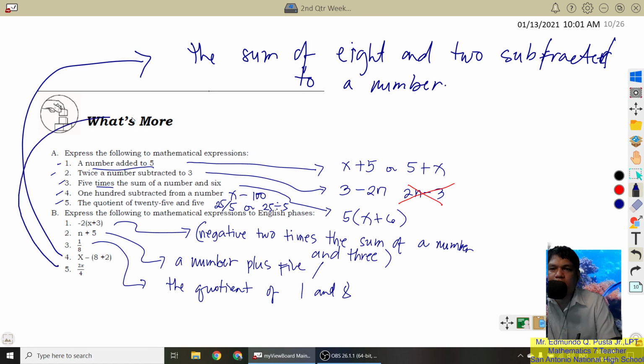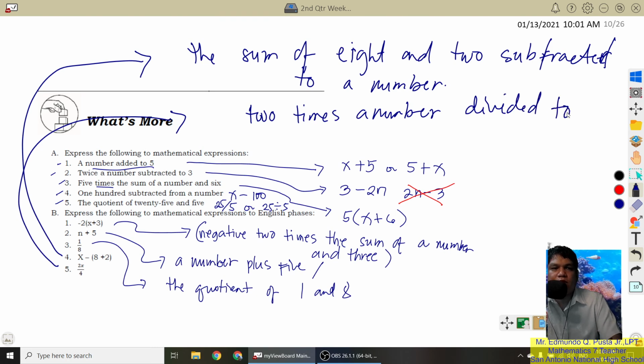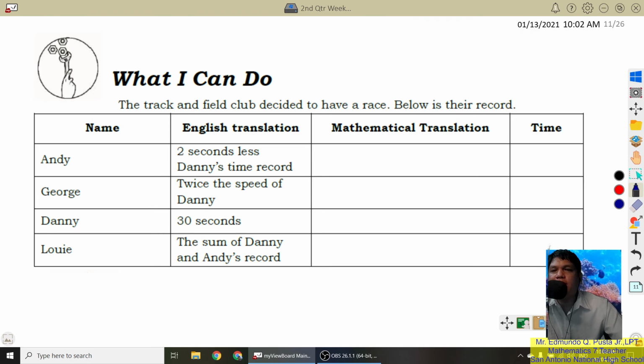And the last one, ito, number 5, dito ko na lang ilagay. 2 times a number, ayan, divided to 4. Ayan. Okay. So, we have already done yung ating evaluation or assessment. Okay? So, what's more? So, what have we learned? No? Okay. What can I do? We still have one activity, no?